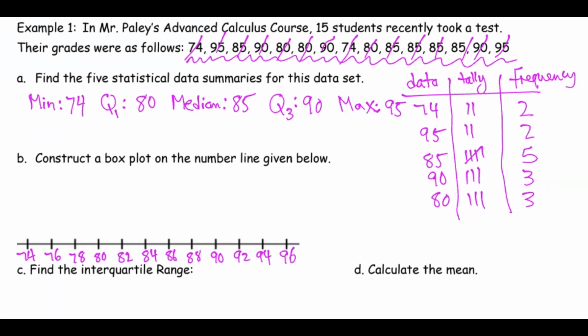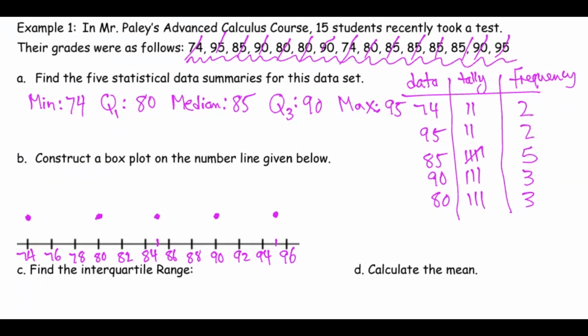I'm going to put the minimum value, which is right here. That's 74. I'm going to put the first quartile, which is 80, right here. Then I'm going to put the median. The median is 85, which is about here. And then the third quartile is 90, which is about here. And the last value, which is the maximum, which is about here. So now I have these 5 points on the number line.